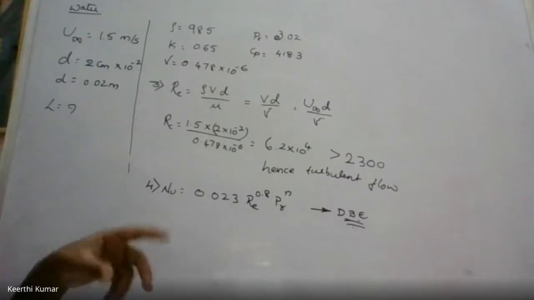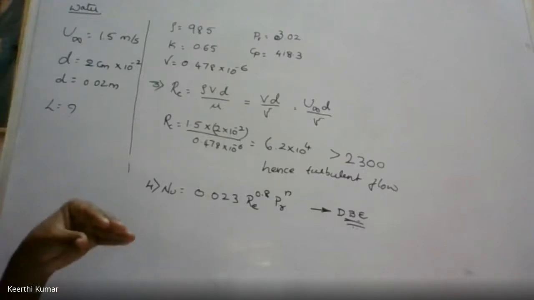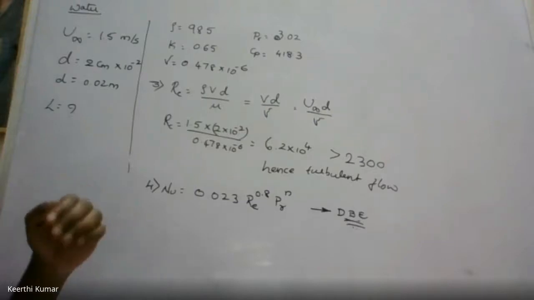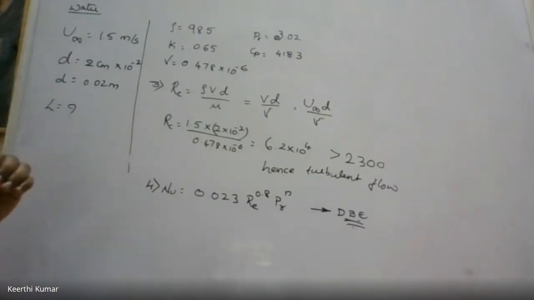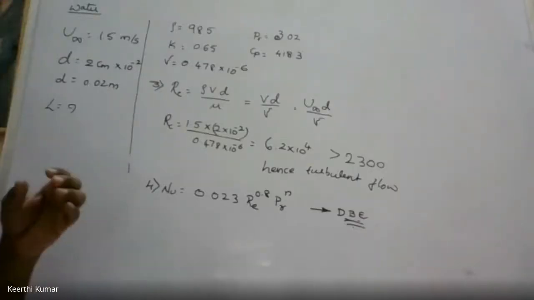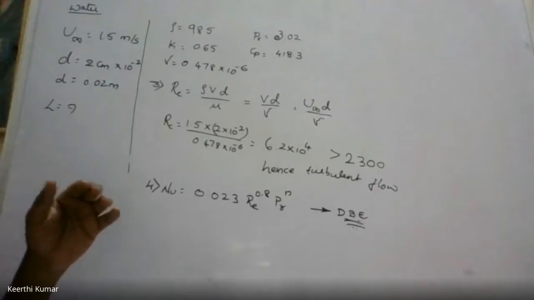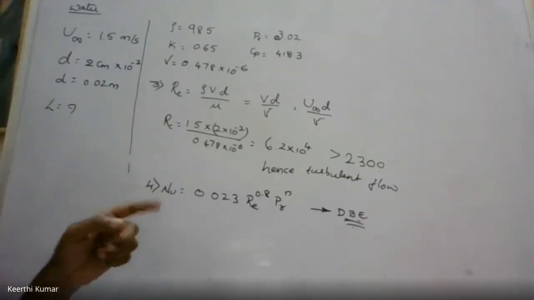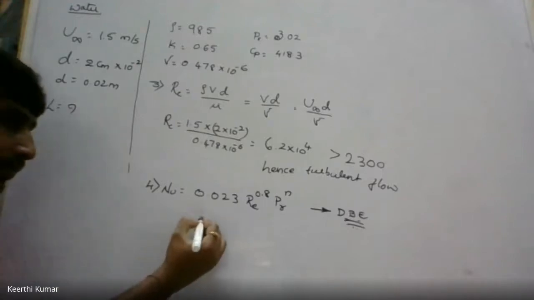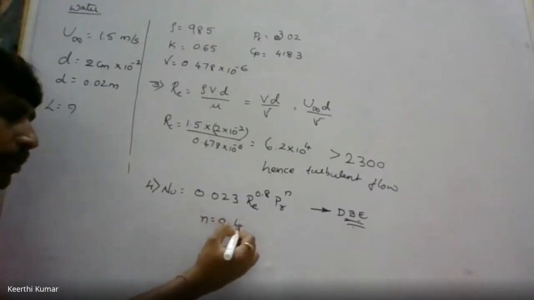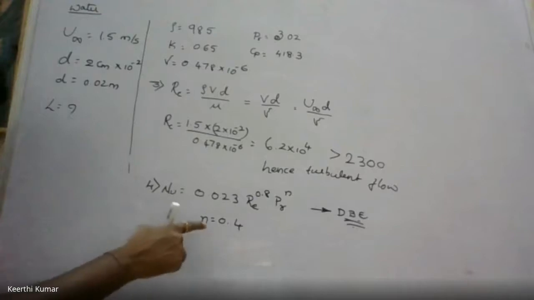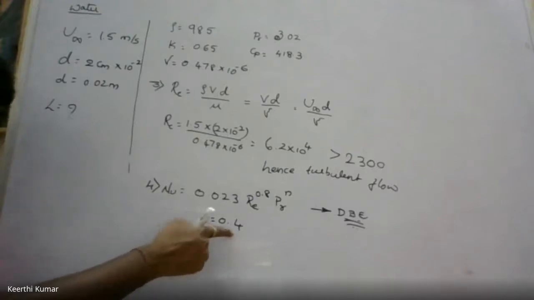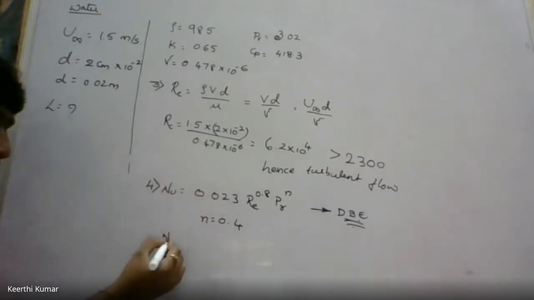Now, inside the tube, what is flowing? Water is flowing. What is the temperature of the fluid at the entrance? It is 40 degrees. At the exit, it is 80 degrees. That means the fluid we are supplying inside the tube is heated up. If the fluid is heated, then you take the value of n equal to 0.4. Substitute here. You get Nu.